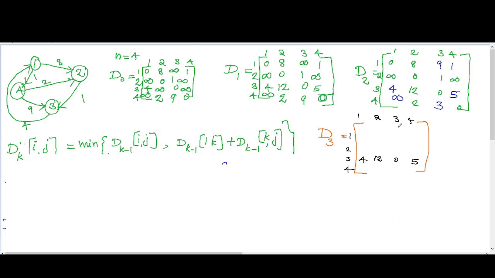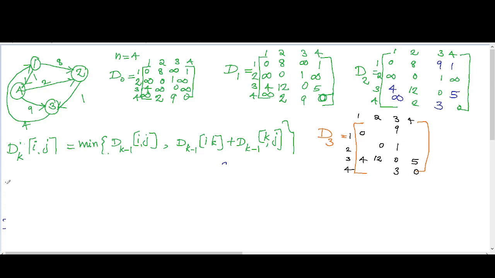What is the third column? 9, 1, 0 and 3. That row and column are fixed. Diagonal elements are also fixed, 0. Now we have to find the other entries here.